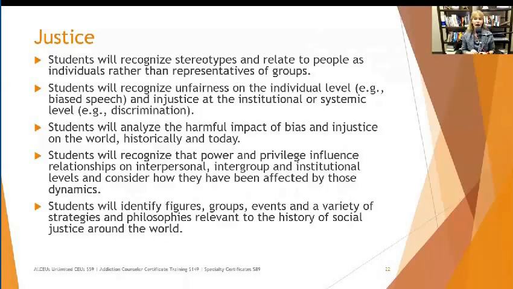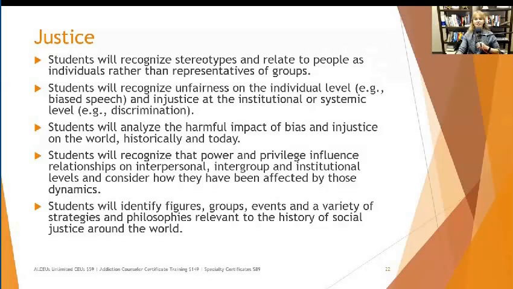Students will recognize that power and privilege influence relationships on the interpersonal level, so between individuals, and intergroup, between different groups. When I work with adolescents, I use the example of 2 different high schools. If you're from one high school and they're from another high school, you're rivals, but you also have a lot in common, and you have some differences, but it affects their relationships, and it affects them on institutional levels. And we want to have students consider how they've been affected by those dynamics.